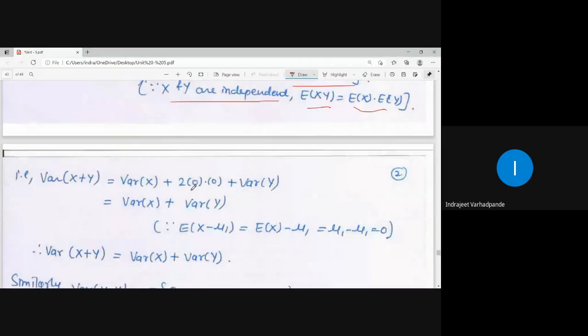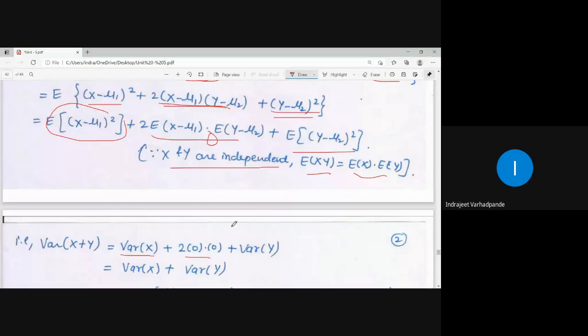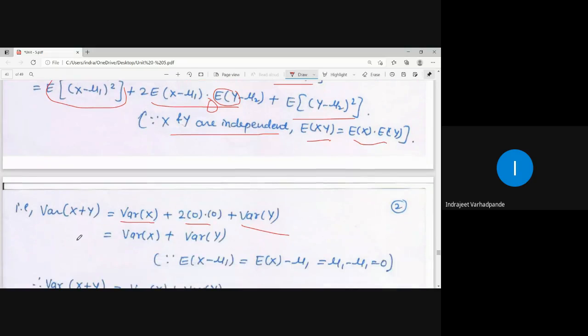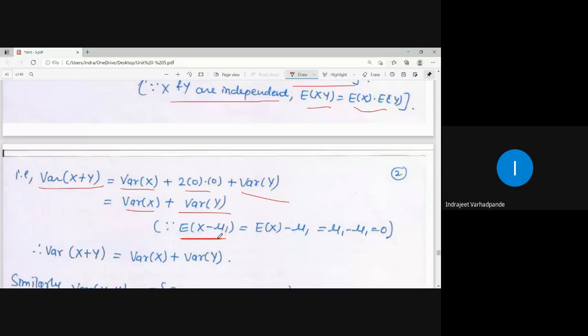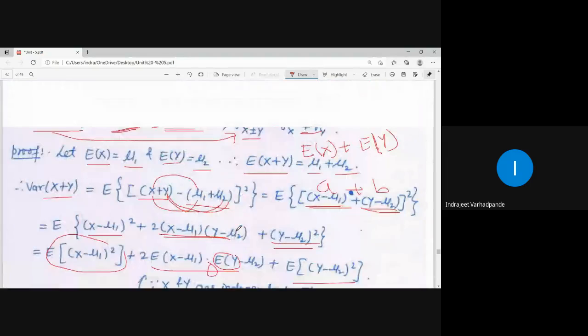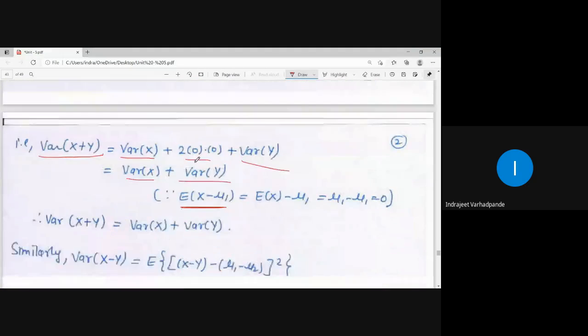Therefore, accordingly, variance of x plus 2 into 0, because expectation of x minus mu1 is 0. Mu1 is also what? Expectation of x. And mu2 is expectation of y. So this will be 0. So 2 into 0 plus variance of y. So var of x plus minus y is var x plus var y. Because here it is given, the result: var of x plus minus y is var x plus var y when they are independent.